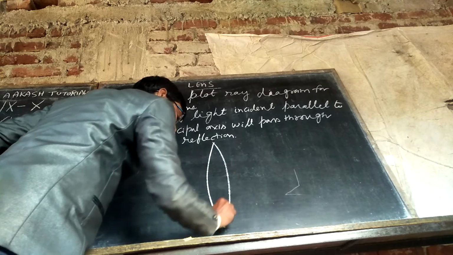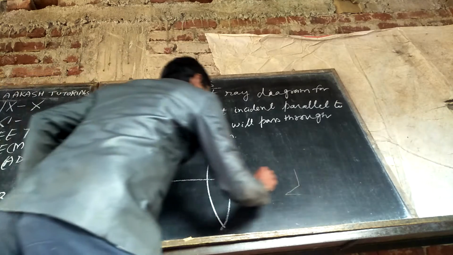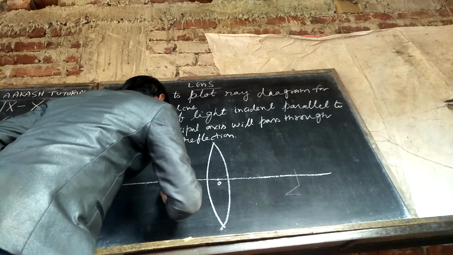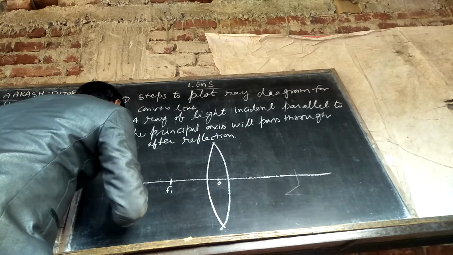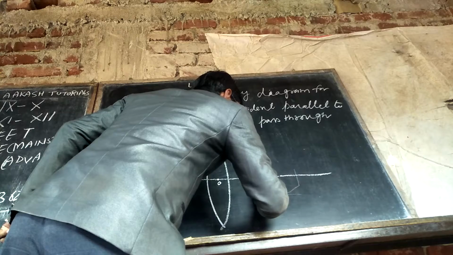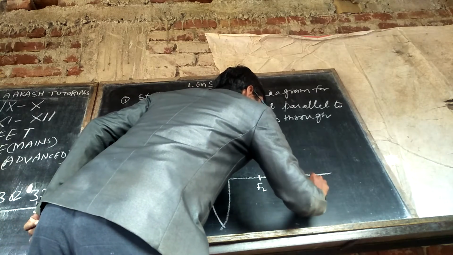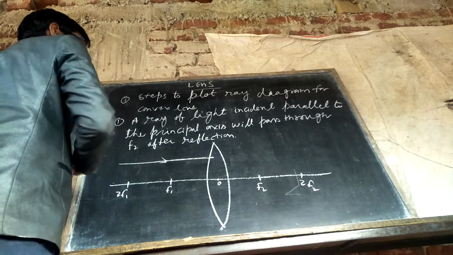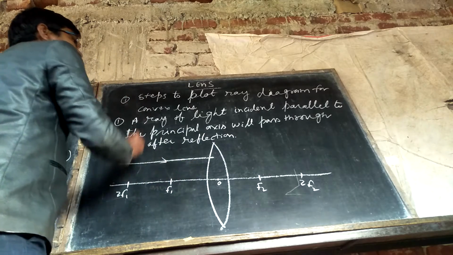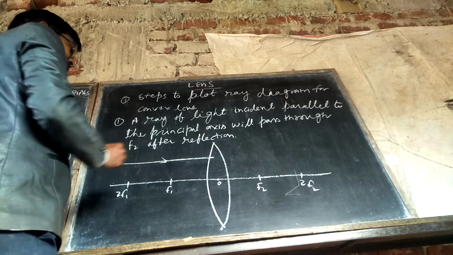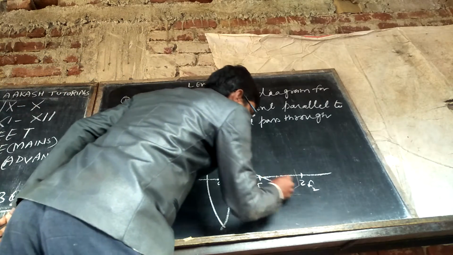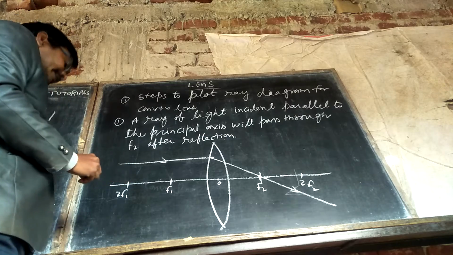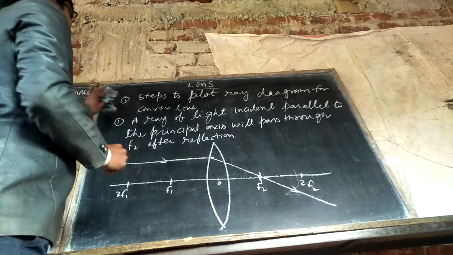This is a convex lens. This is the optic center O, F1 to F1, F2 to F2. Suppose a ray of light is parallel to the principal axis. It will pass through F2 after reflection. This is the first ray diagram that we have to study.